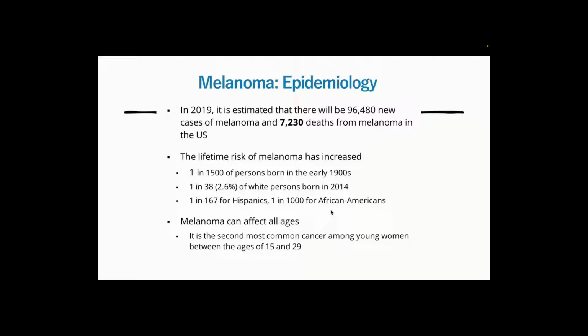Back in the early 1900s, about 1 in 1,500 people developed melanoma. Now in 2014, at least amongst the white population, it's 1 in 38, so 2.6% of people develop melanoma. It's a little bit lower for darker colored patients: 1 in 167 for Hispanics and 1 in 1,000 for African Americans. Melanomas can affect all ages. It is actually the second most common cancer among young women between the ages of 15 and 29.